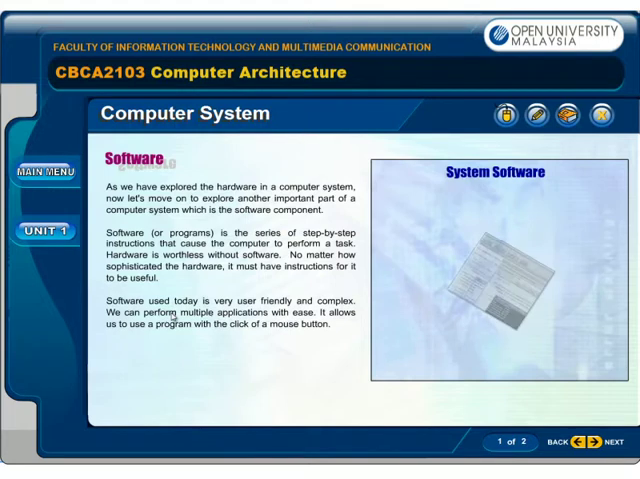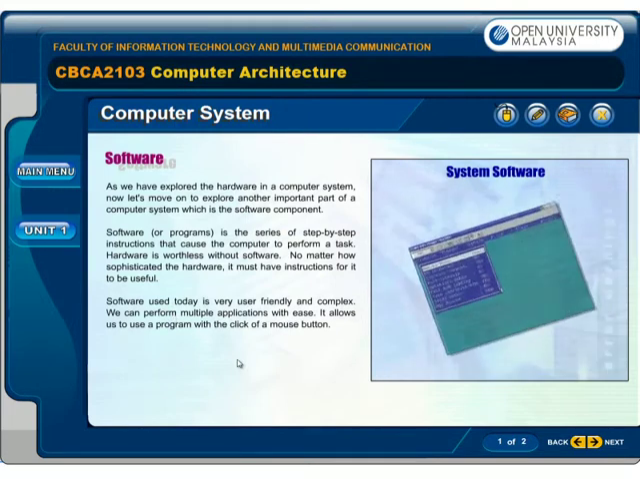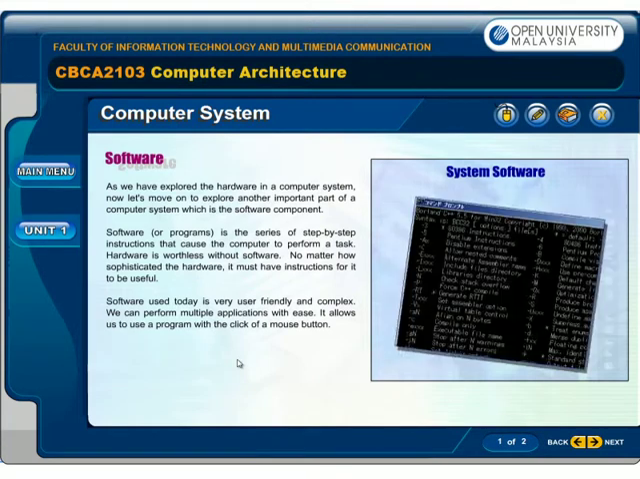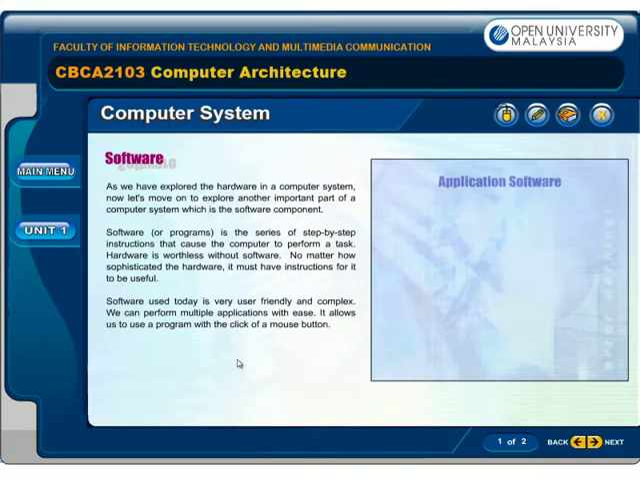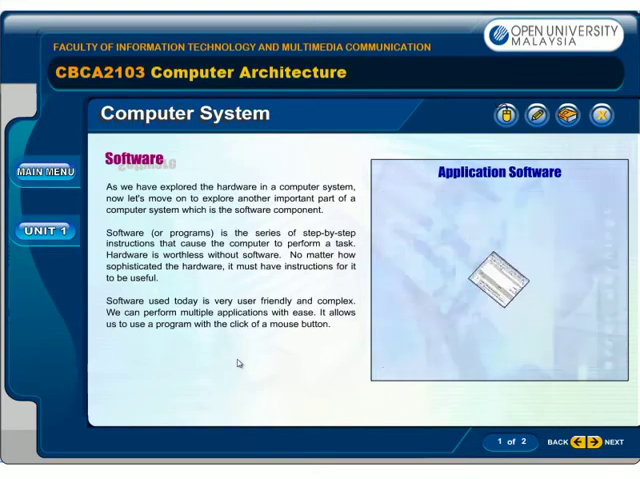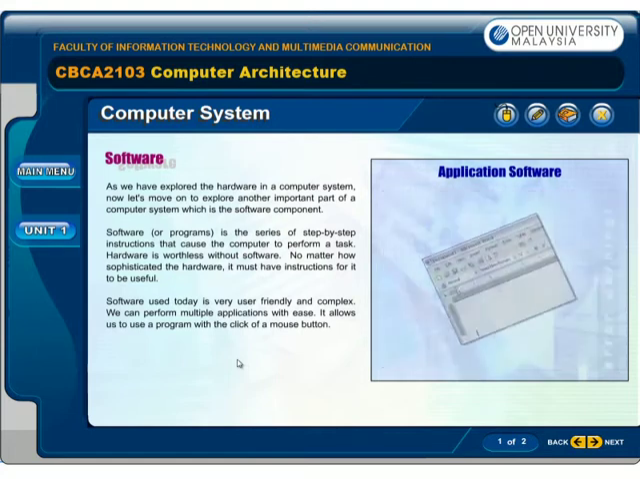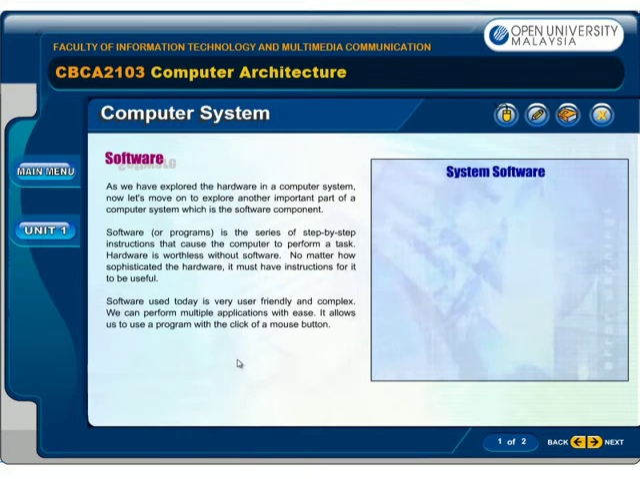As we have explored the hardware in a computer system, now let's move on to explore another important part of a computer system, which is the software component. Software or programs is the series of step-by-step instructions that cause the computer to perform a task. Hardware is worthless without software. No matter how sophisticated the hardware, it must have instructions for it to be useful.